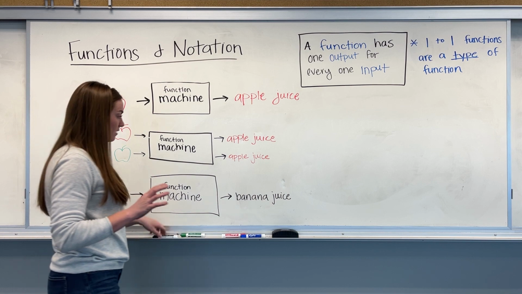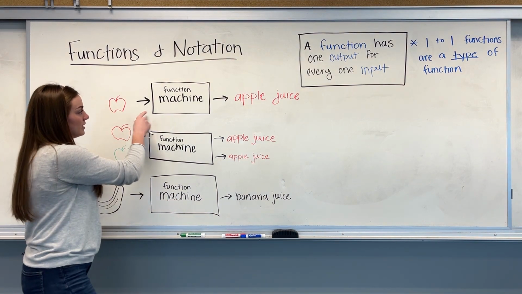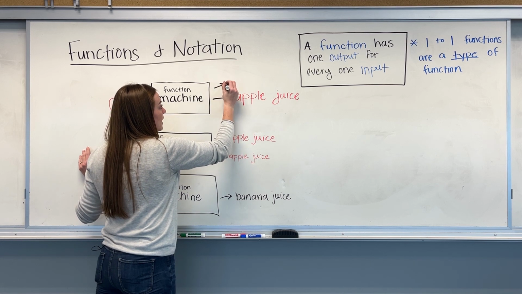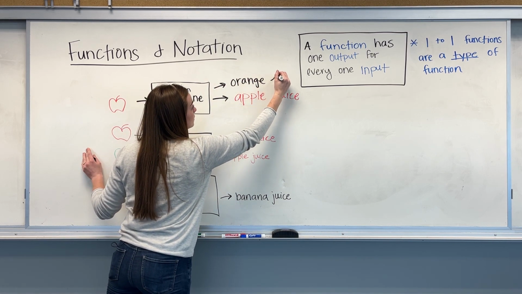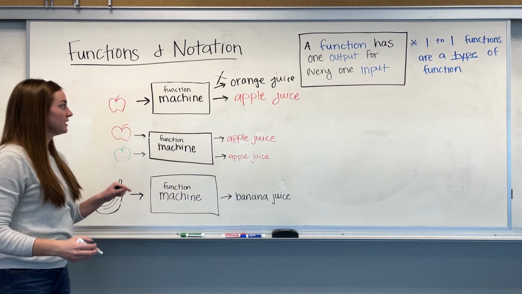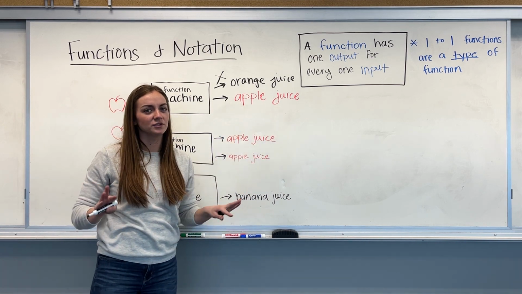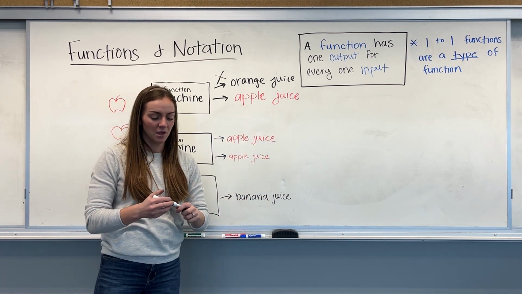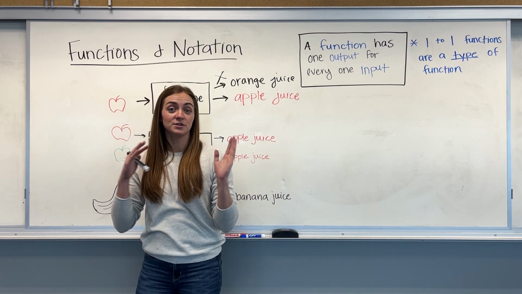So for example, what's not a function is if we put in an apple and not only did we get apple juice, but we got orange juice too. That can't happen because we have one input come in and we have two outputs. That's not a function, that's just a relation. So we want to be able to tell what a function is or isn't. So one input, one output.